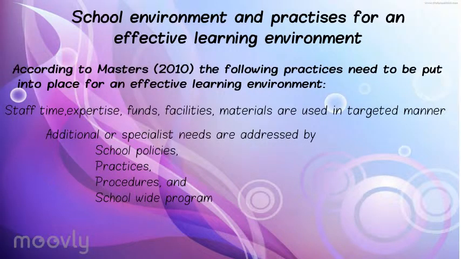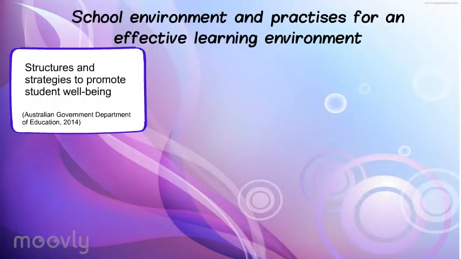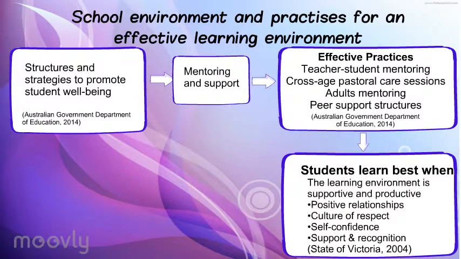For students requiring additional specialist support, school-wide policies, practices, and programs are put into place to help identify and address student needs through the allocation of staff and resources. School funds are made available for initiatives that aim to improve outcomes for students. Defined structures and strategies to promote student well-being are done through mentoring and support. The learning environment is supportive and productive to promote positive relationships.